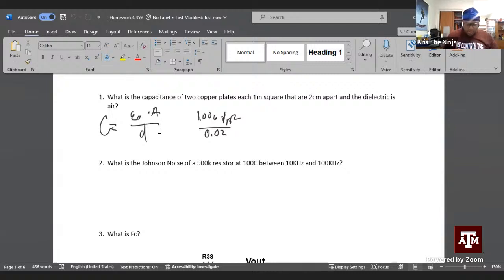So dielectric constant 1.006, multiplied by 1 meter squared. Really, that's just times one divided by 2 centimeters. That gives a capacitance of 50.3 farads.